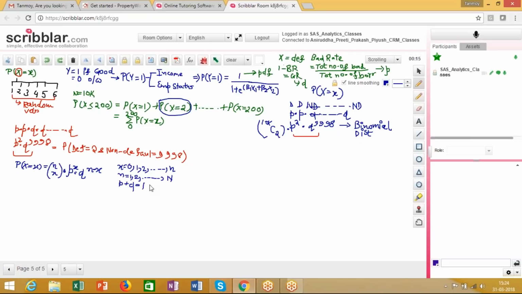Number one, it shows that the outcomes have to be discrete plus finite.